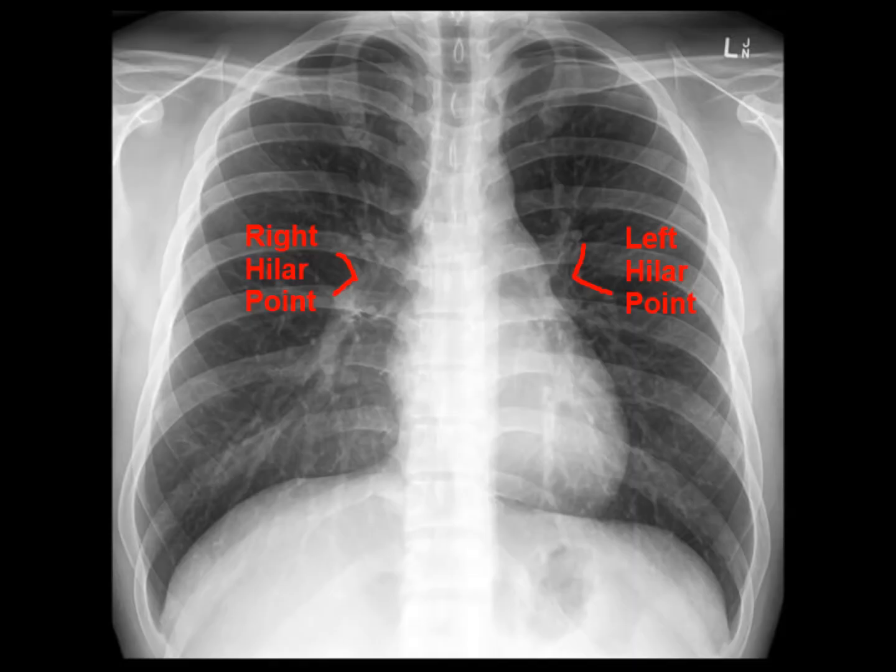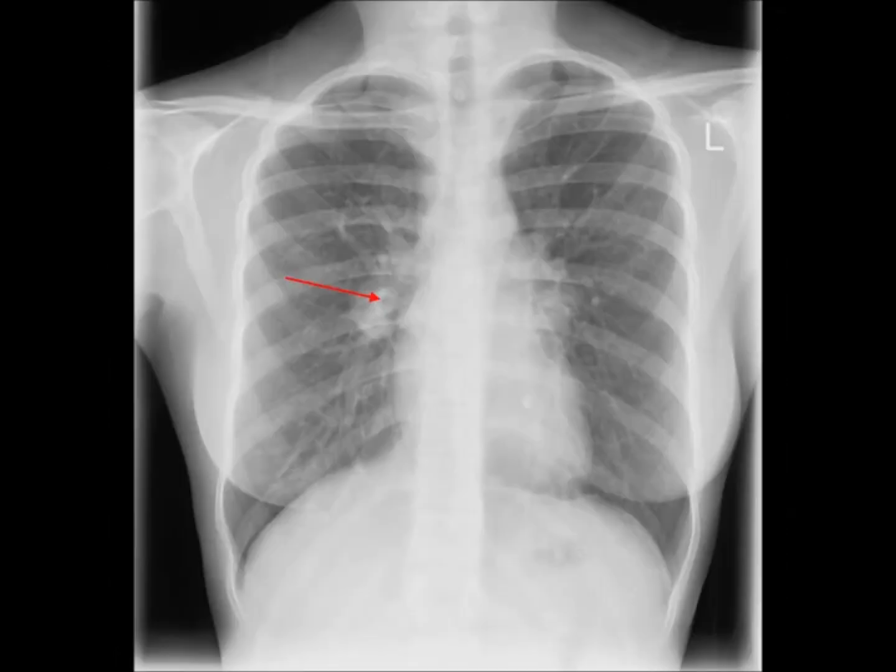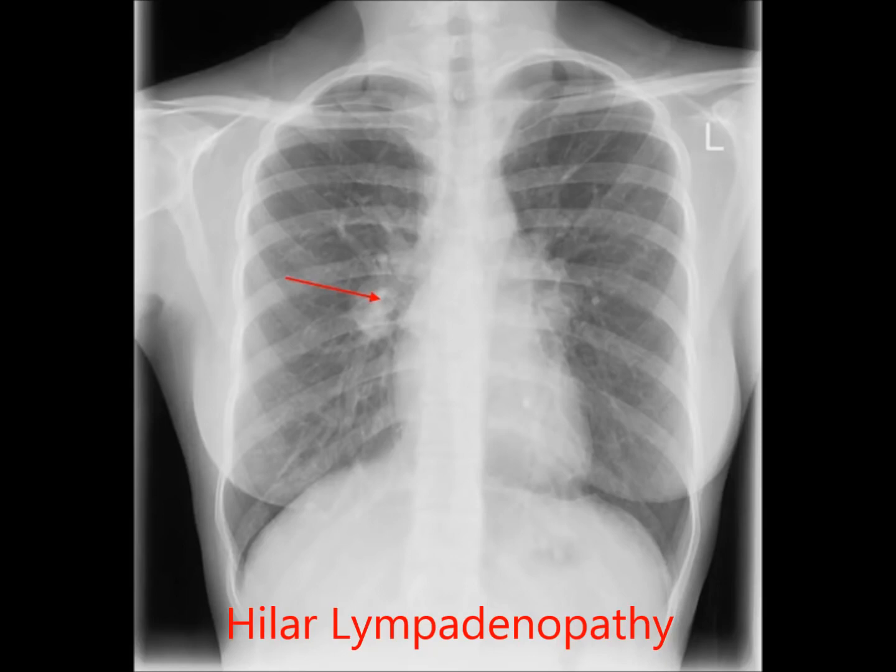H is the hilar. Normally only the pulmonary blood vessels are visible around the hilar, so visible lymph nodes are an abnormal finding. Look around here also for masses and calcified areas. This X-ray shows a patient with hilar lymphadenopathy secondary to tuberculosis. Lastly, I stands for instruments.